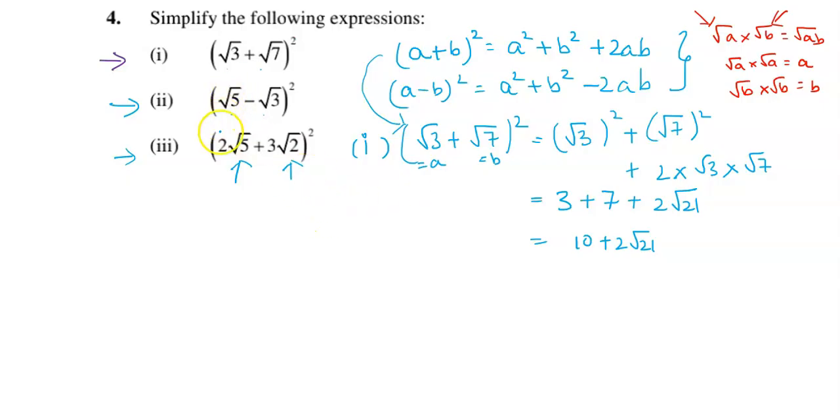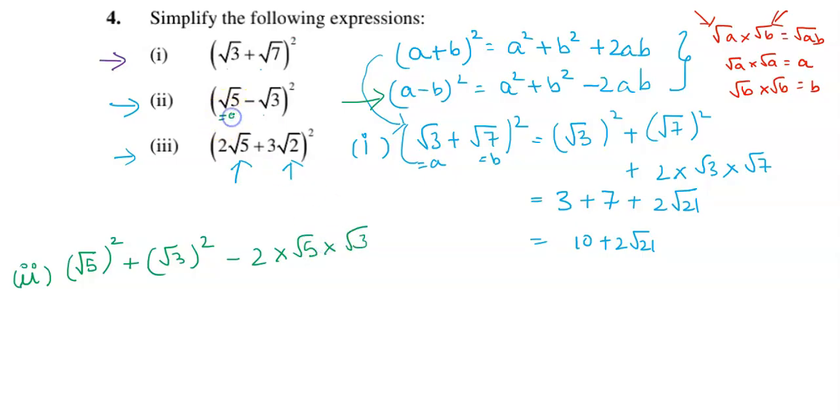Now, similarly, second question you will solve, root 5 minus root 3 whole square. I'll change the ink, take green ink. Second, it is saying root 5 minus root 3 whole square. So a minus b whole square directly, written in your formula, students. A square plus b square minus twice a into b. So what is the value of a? Root 5. What is the value of b? Root 3. Now we can solve this.